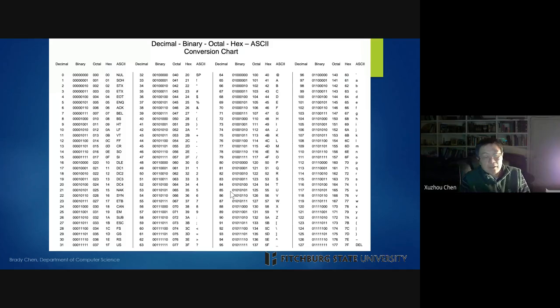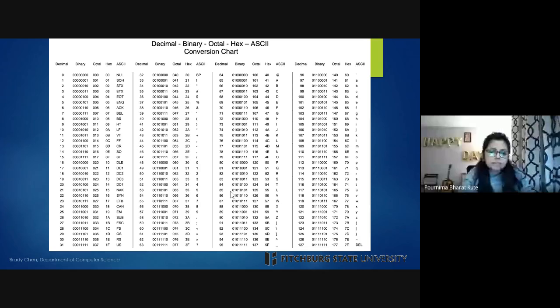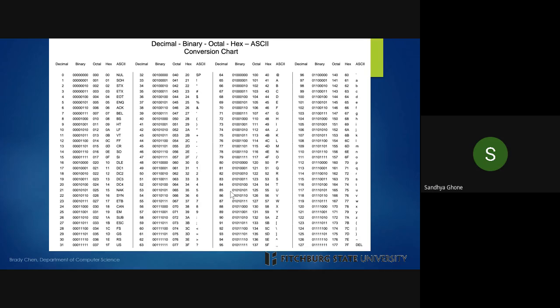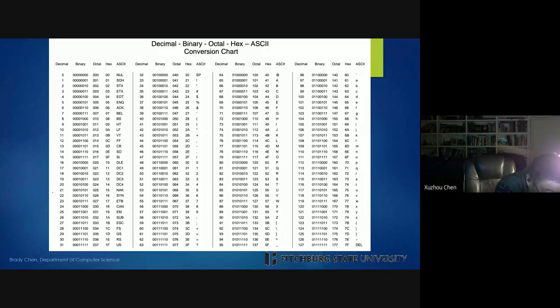Next, this gives us some idea what the ASCII code looks like. I don't know whether you can see this table correctly. Can you see it clearly? Yes. Okay, pretty good. I hope you can see this clearly.